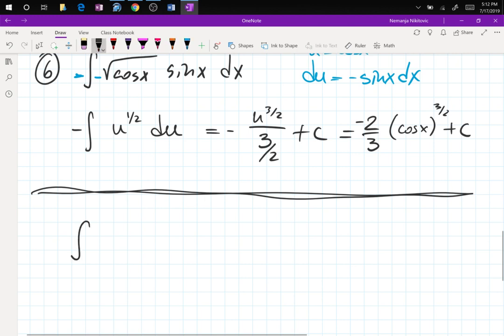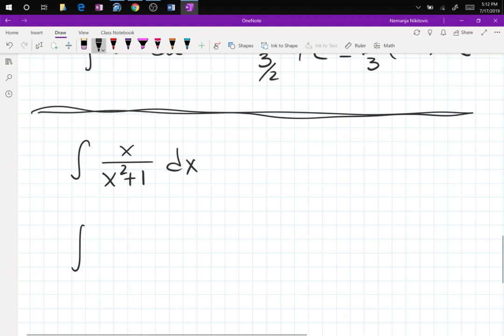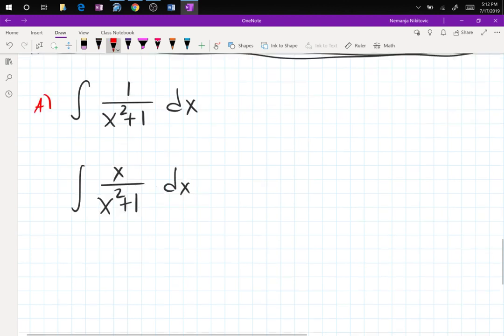So integral of x over x squared plus 1 dx, and the integral of 1 over x squared plus 1 dx. Actually, just swap them. Put the 1 up and put the x down. So now we're going to consider these two problems, problem A and problem B. Is there anything that you guys can say about this?